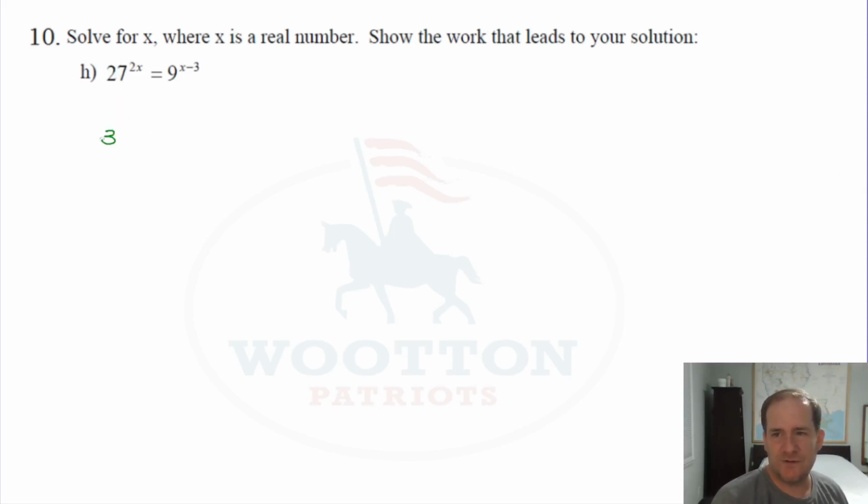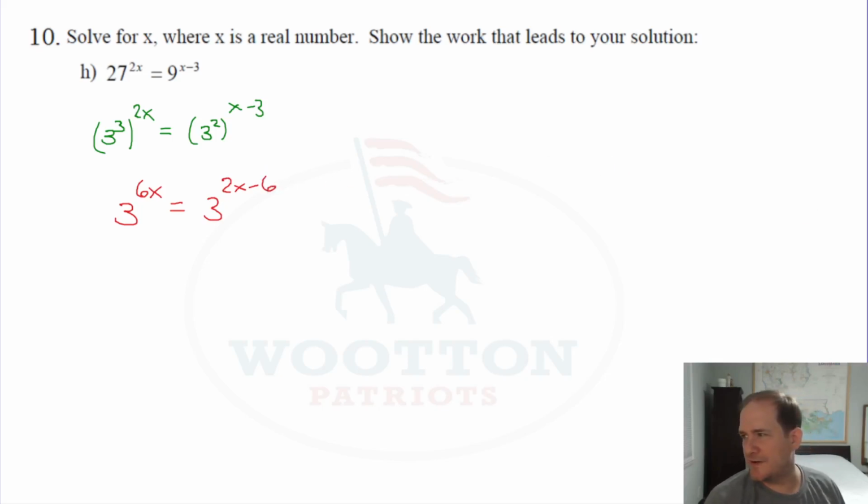So 27 is really just 3 cubed. And then you're raising that to the power of 2x. Then 9 is really just 3 squared. But then you're raising that to the power of x minus 3. Alright, and when you raise a power to a power, you're multiplying. So this is 3 to the 6x, which is equal to 3 to the 2x minus 6.